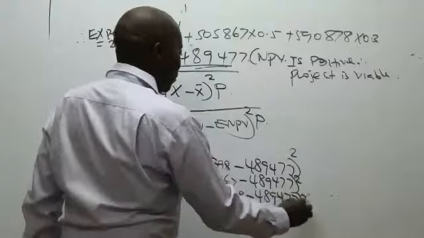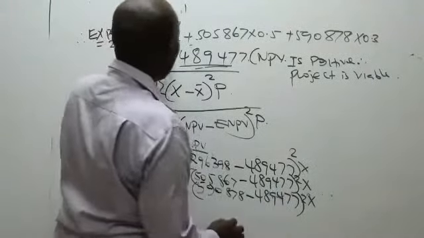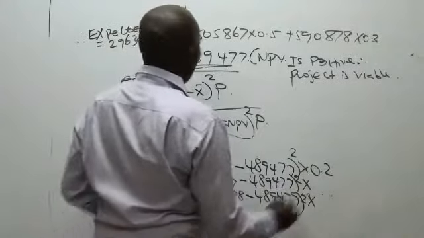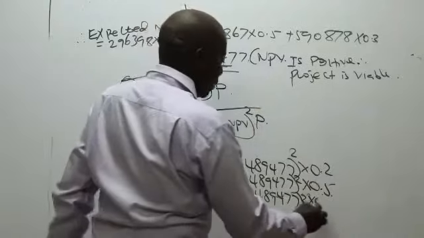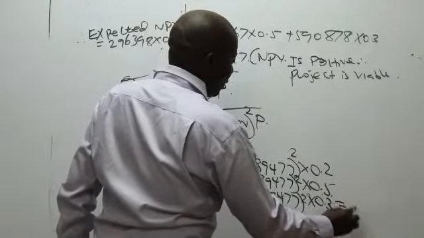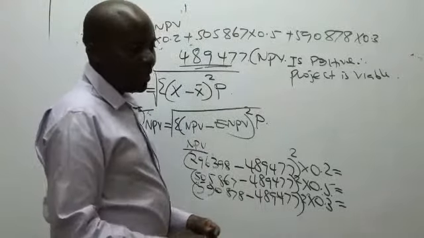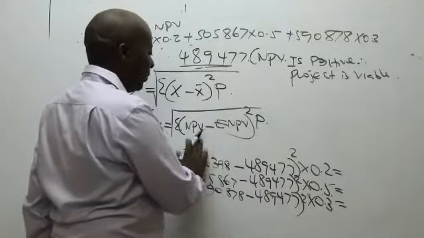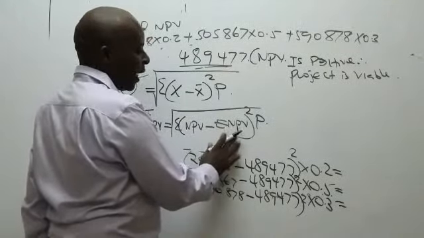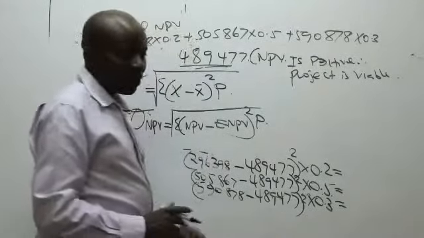You square them times their corresponding probabilities. The first one's probability is 0.2, the second is 0.5, the third is 0.3. So could you kindly give me these huge, humongous numbers? Remember, I'm simply using this formula, NPV minus ENPV, and then I square, times probabilities: big numbers times probabilities.